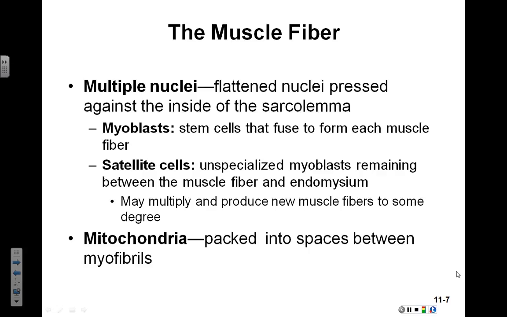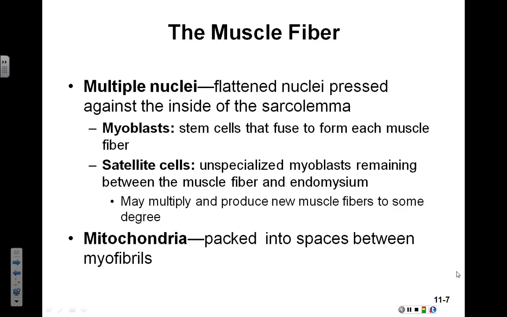Myoblasts are stem cells that fuse to form a muscle fiber. I thought they had a picture in your textbook, but they don't. Satellite cells. Guys, these are cells that, if you injure your muscle, such as if you strain a muscle or tear a tendon or a ligament or something of that sort, are going to help in the repair process. They multiply and produce new muscle fibers to some degree.